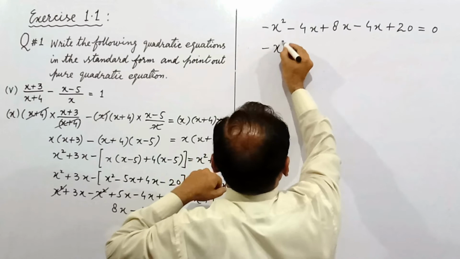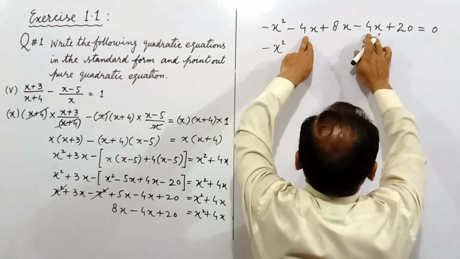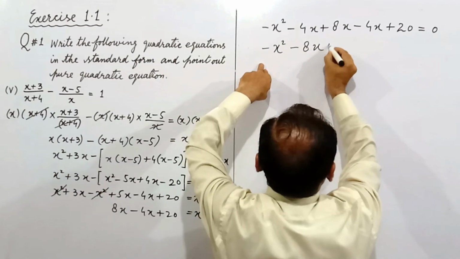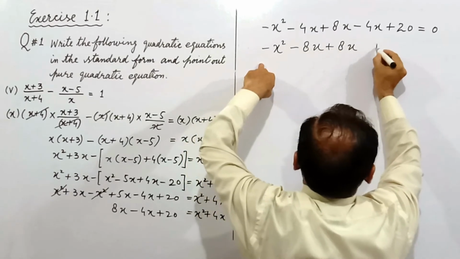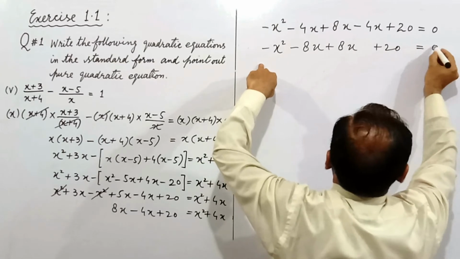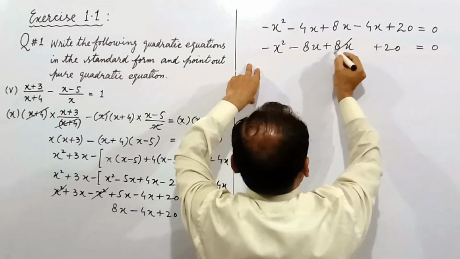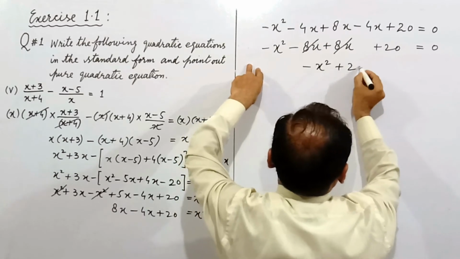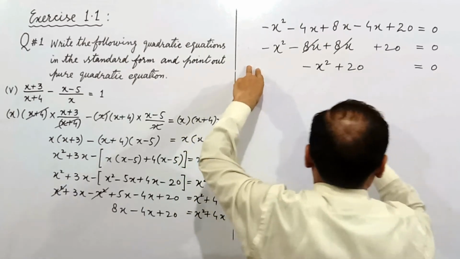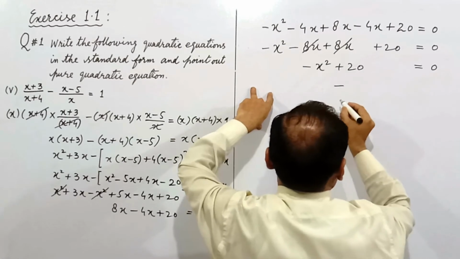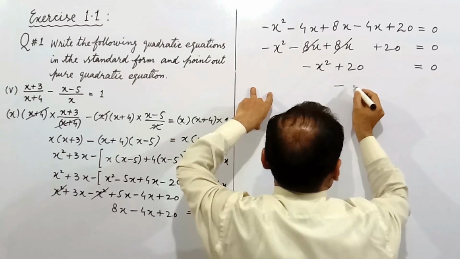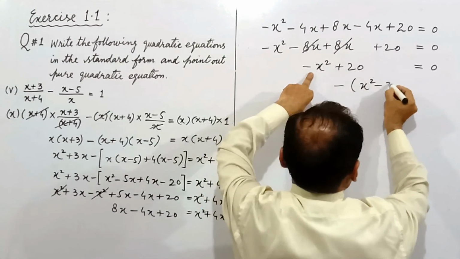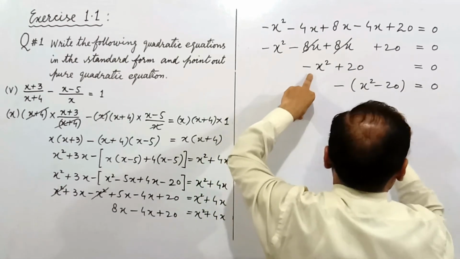Minus x square remains the same. Minus 4x. Like terms having same sign, we do addition. So minus 8x we have plus 20 is equal to 0. Like terms having different signs are cancelled, but we left minus x square plus 20 is equal to 0. We take minus common as a standard procedure to make the first term positive. x square minus 20 is equal to 0.